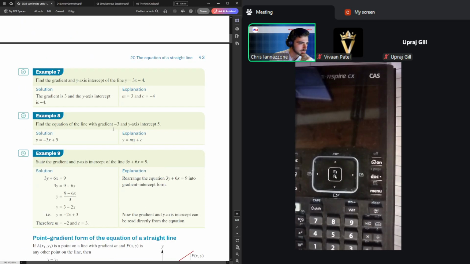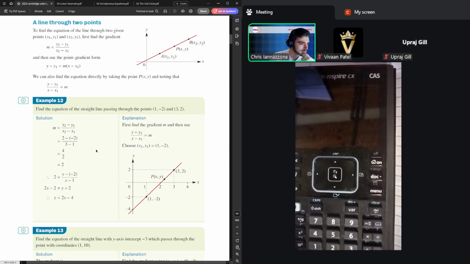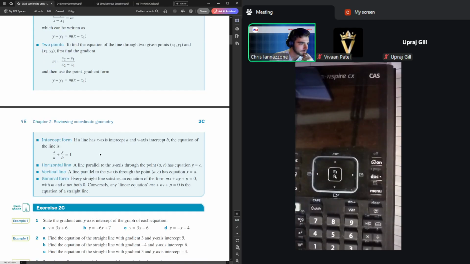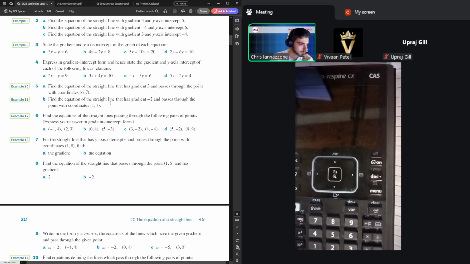Equation of a straight line. Just find the gradient and y-intercept. Cool. Given the gradient and y-intercept, like that's the gradient spot, that's the y-intercept spot. Pretty simple stuff.